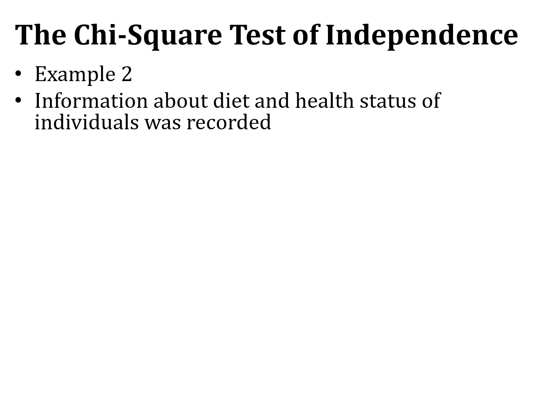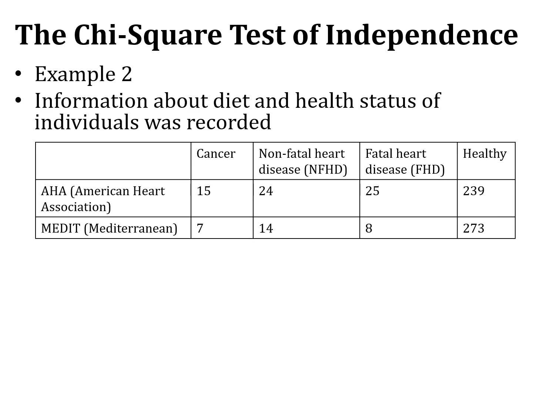Now let's take another example for the chi-square test of independence calculation, and this example is about diet and health status of individuals. So information about the diet and health status of individuals was recorded, and these are the observations. And as you can remember, we had previously discussed these observations in the illustration of contingency table. So again, I'm repeating the same information.